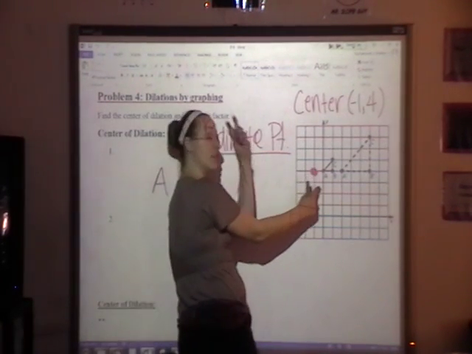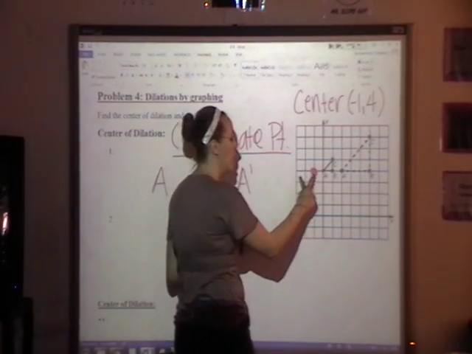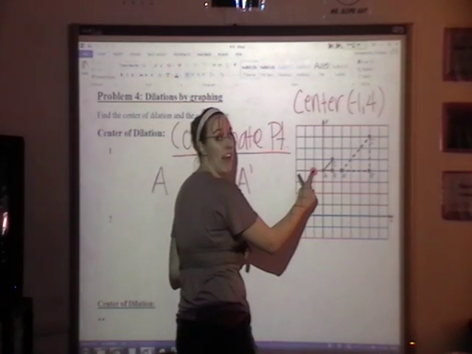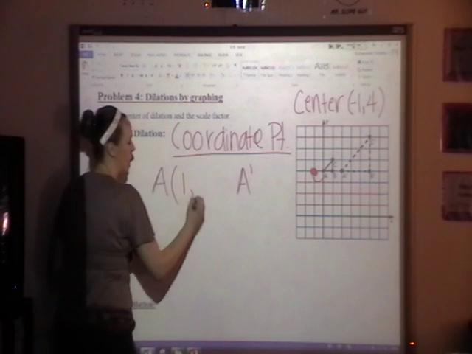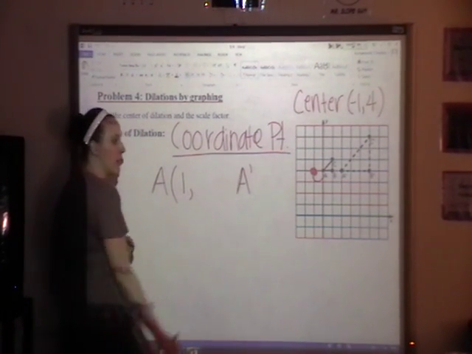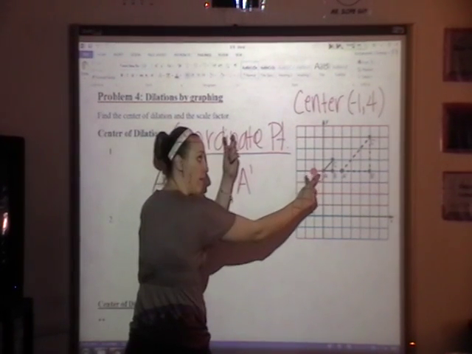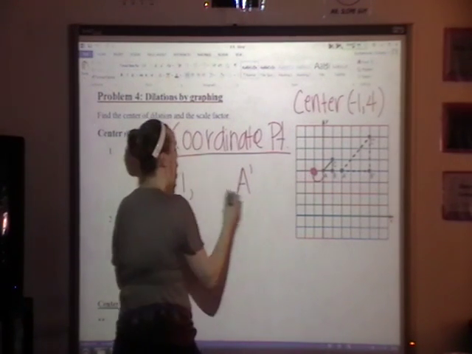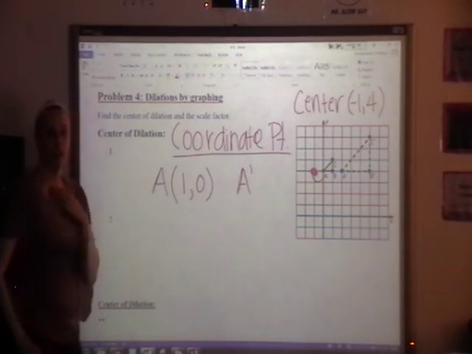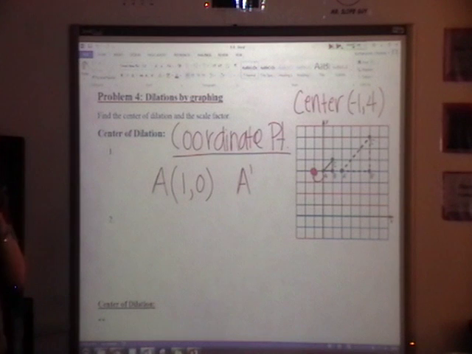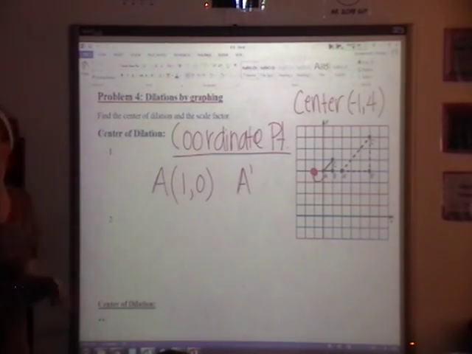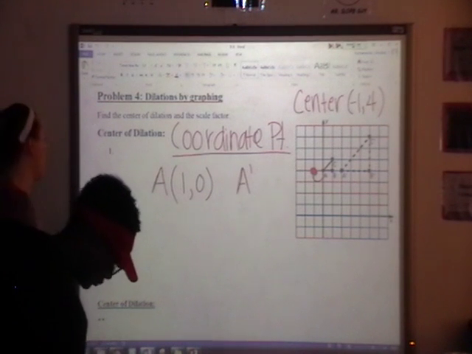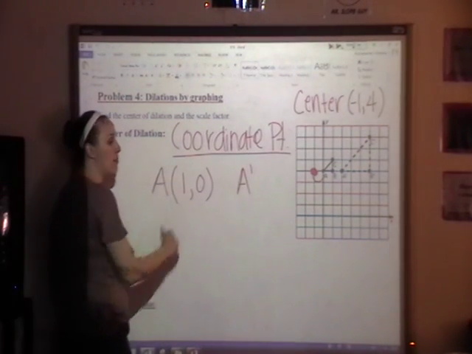And we're gonna find, how did we go from 0, 0 to A? We went to the right one. Did we go up or down anything? No. From center, did we go up or down? No. So we go right and then up or down. So it's going to be 1, 0. So A is 1, 0.